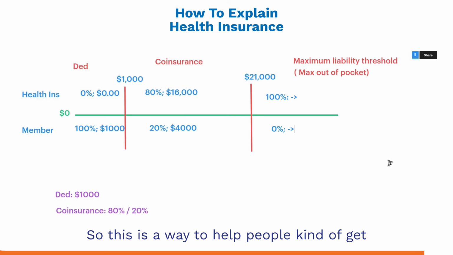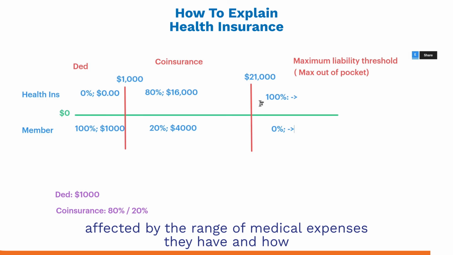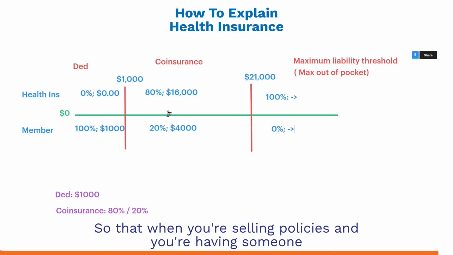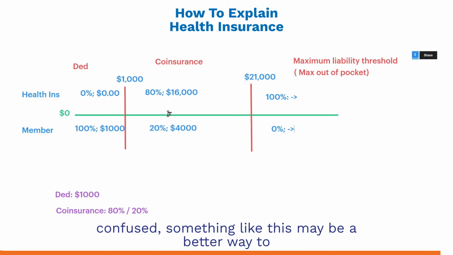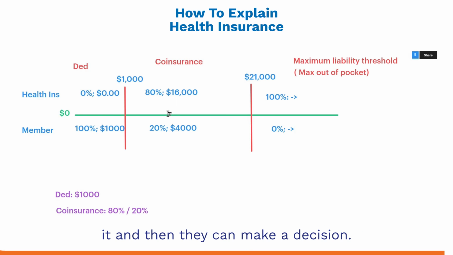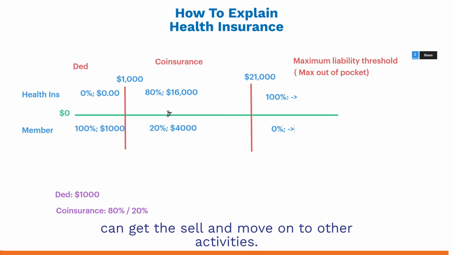So this is a way to help people get a sense of how their health insurance is going to be affected by the range of medical expenses they have, and how these concepts like out-of-pocket maximum actually work, so that when you're selling policies and you're having someone that's confused, something like this may be a better way to explain it so that they can get their mind around it and then they can make a decision. So the faster they can make a decision, the faster you can get to sell and move on to other activities. So hope that's helpful.